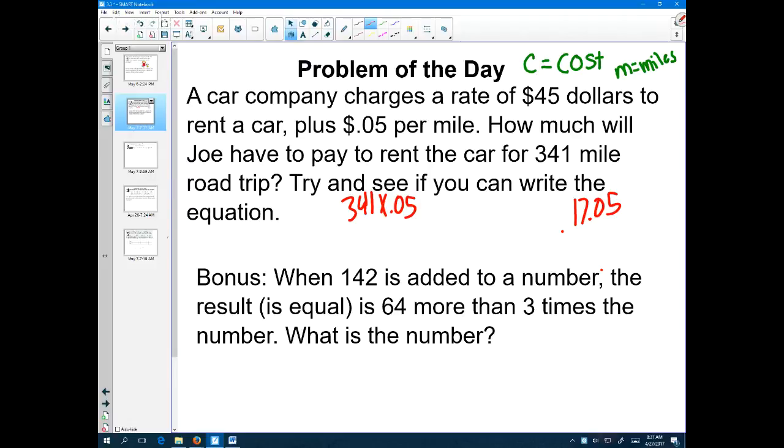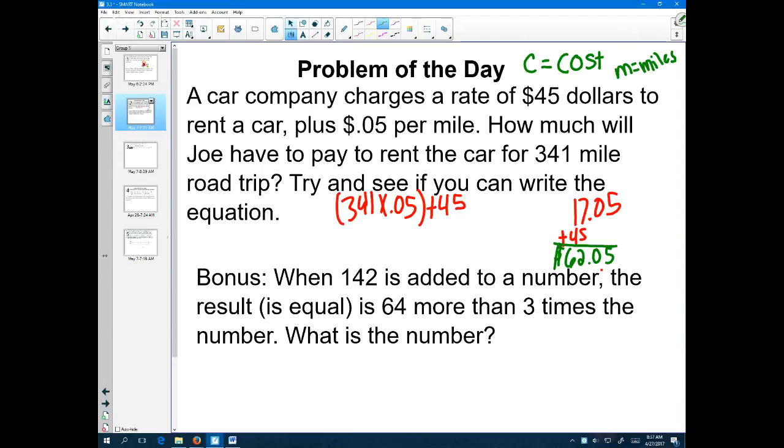Add 45 to it. So you're saying I can add 45 to this whole equation here, right? But you put that in parentheses. Not technically, but you can, yes, because multiplication always comes before addition anyways. When you add this together, how much was the cost? 62.05, right?